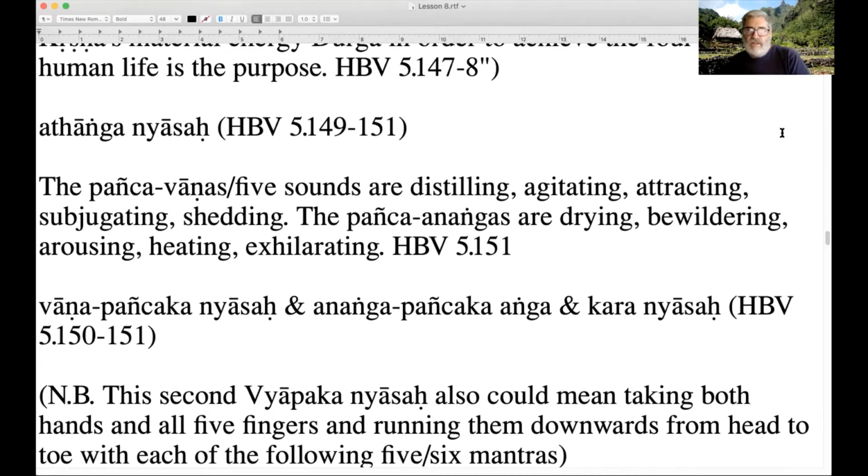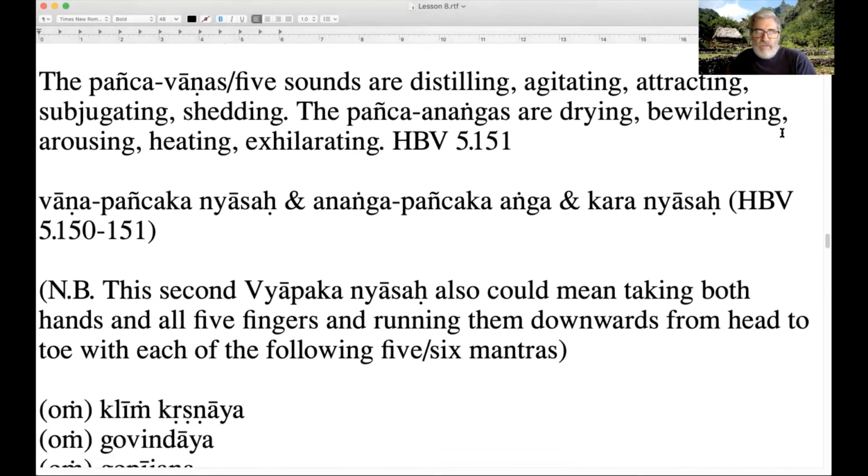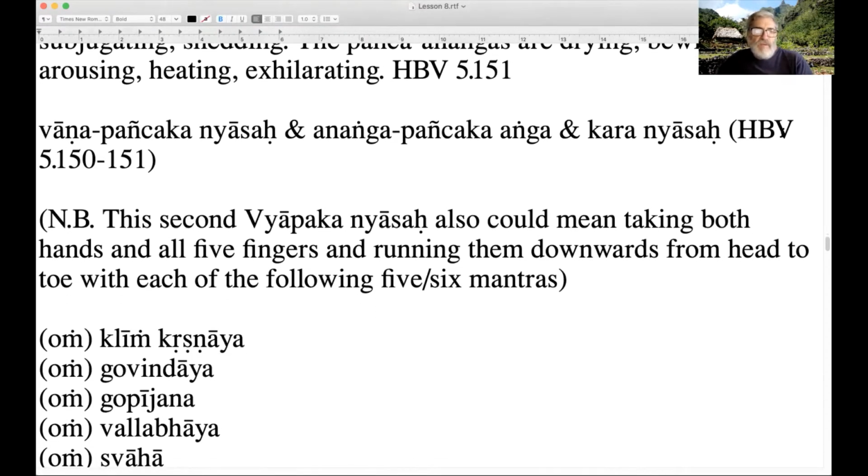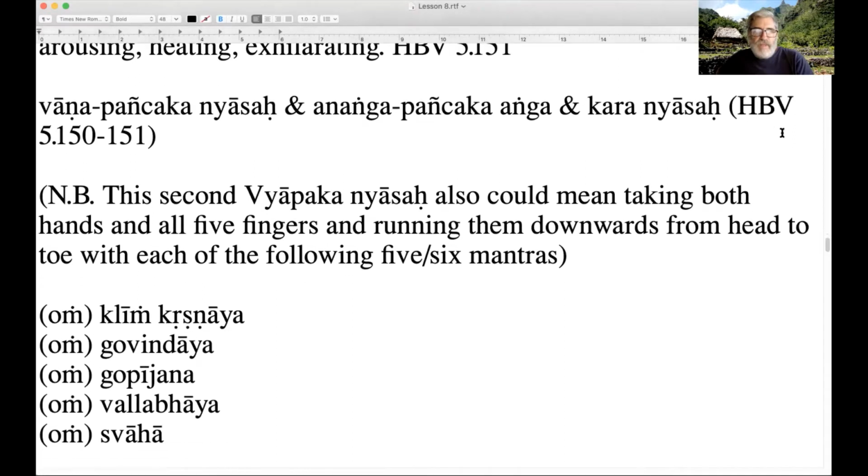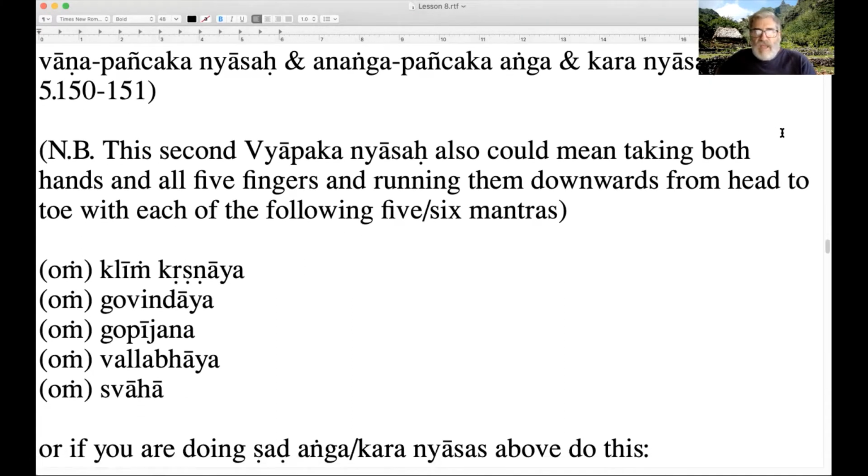Okay? So this is a translation of Hari Bhakti Vilas 5.151. So here's the actual nyasa. Vana Panchaka Nyasa and Anga Panchaka Nyasa and Paranyasa, according to Hari Bhakti Vilas 5.150 to 151. The second Vyapaka Nyasa, Vyapaka Nyasas are usually done on the whole body, right? Vyapaka means all pervasive, so it means the whole body. The second Vyapaka Nyasa could mean taking both hands and running all 5 fingers downwards from the head to the toe with each of the following 5 or 6 mantras, depending on whether you divide the Gopal Mantra into 5 or into 6, which we'll see in a minute.